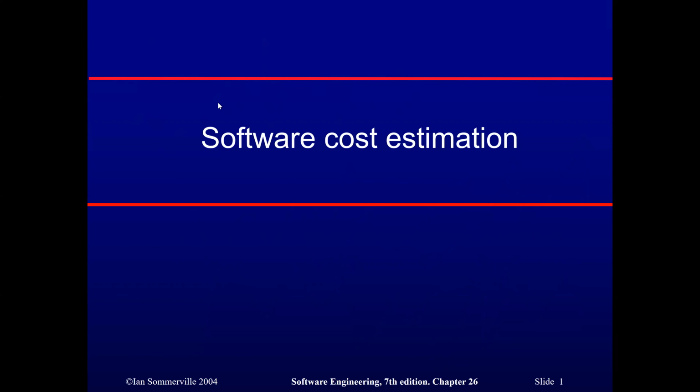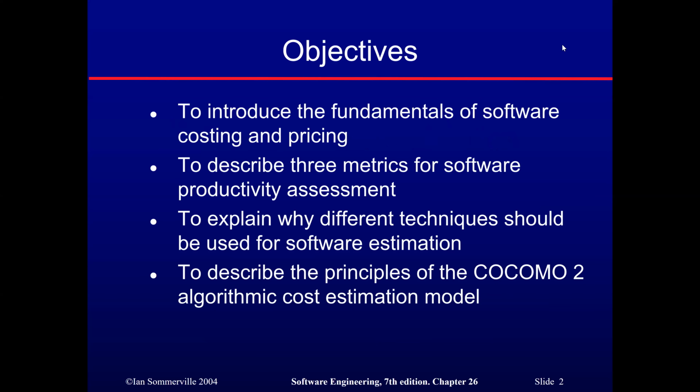Software cost estimation is the next chapter we are going to talk about. We will introduce here the fundamentals of software costing and pricing. We will describe the three metrics for software productivity assessment. We will explain why different techniques should be used for software estimation. And finally, we will describe the principles of the algorithmic cost estimation model, COCOMO.